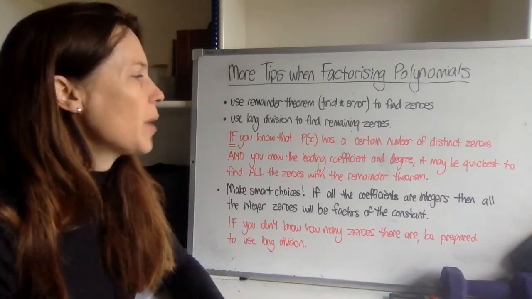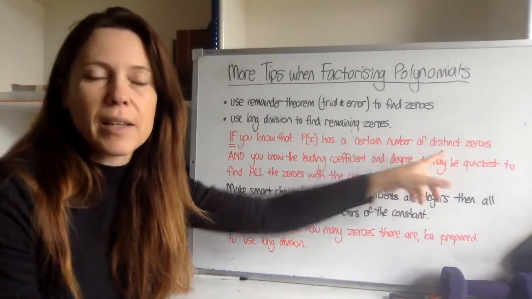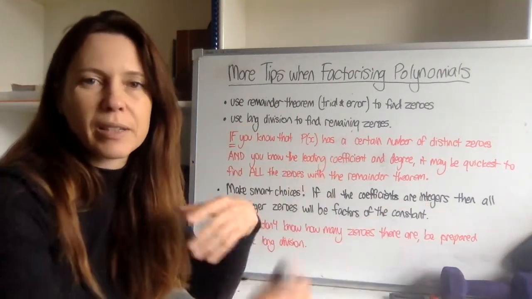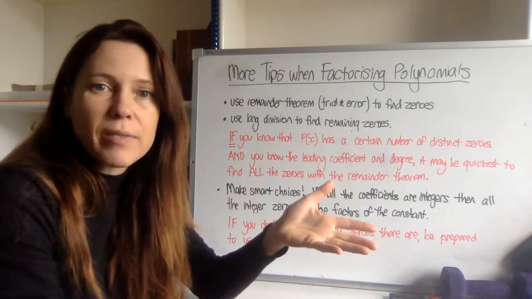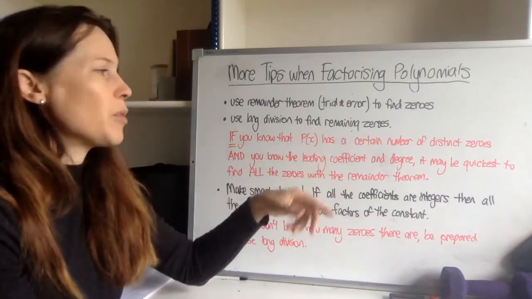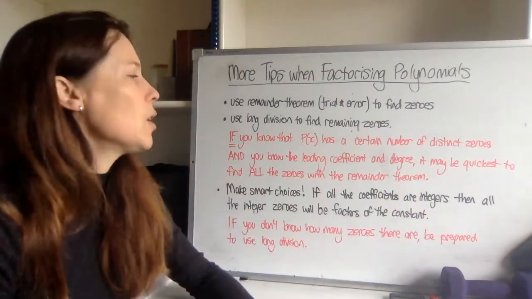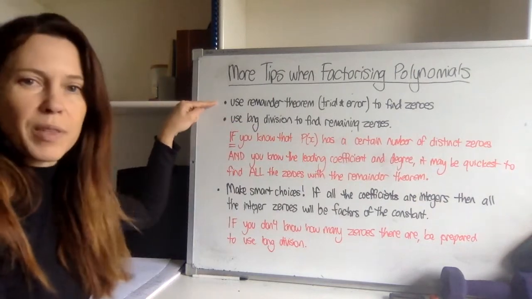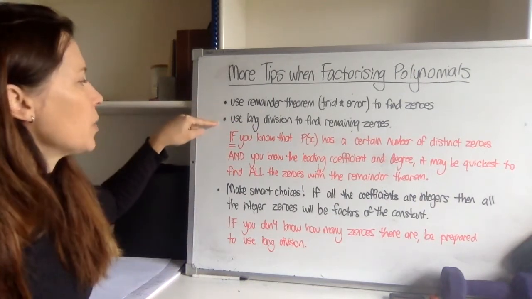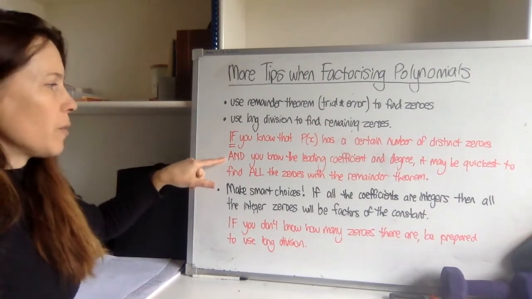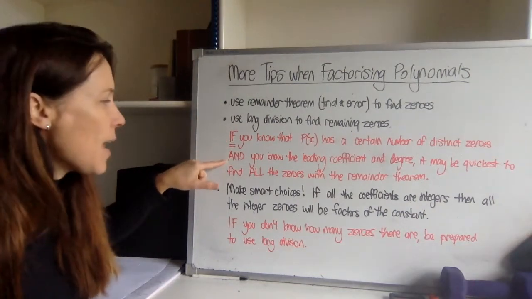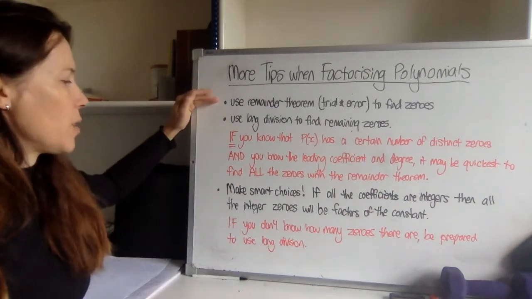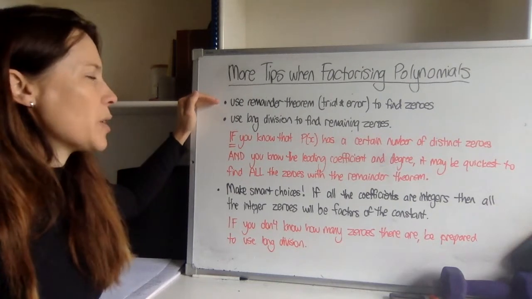But if we actually know how many distinct zeros a polynomial has, and we might know it because we've been given a graph and perhaps it's labelled just with alpha, beta, etc., for the zeros, and we've got to find those values, or perhaps we've been told that a polynomial has 4 distinct zeros, find them. Well, if we know how many we're looking for, then it gives us some clues as to how long we should persist with this method and when we might need to call it quits and use this method. So if we know how many zeros there are and we know the leading coefficient and the degree, it might be quickest actually to stick with this top method and find all of the zeros using the remainder theorem.